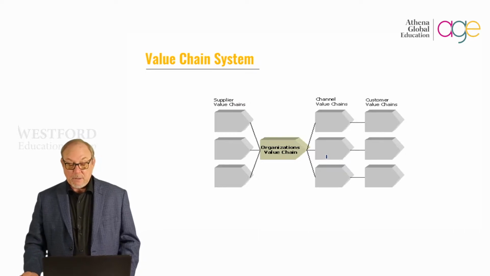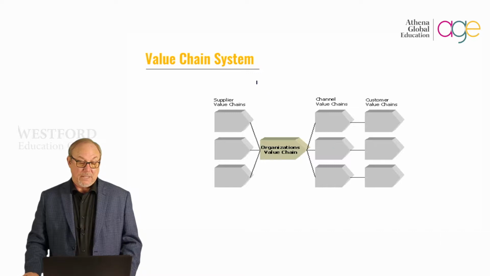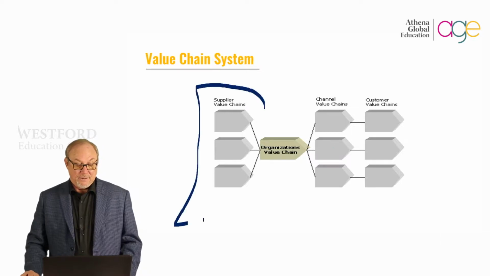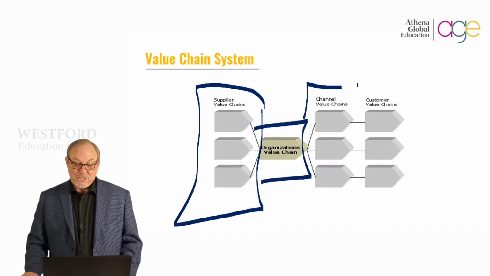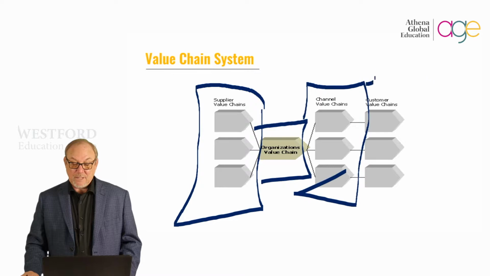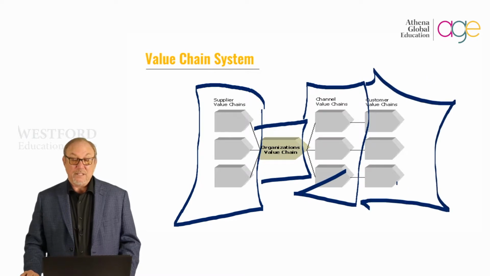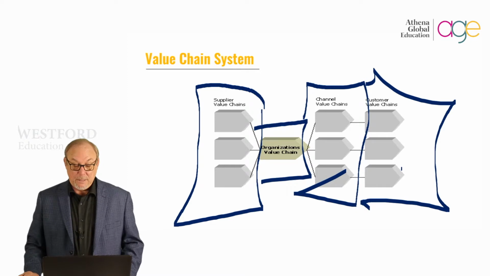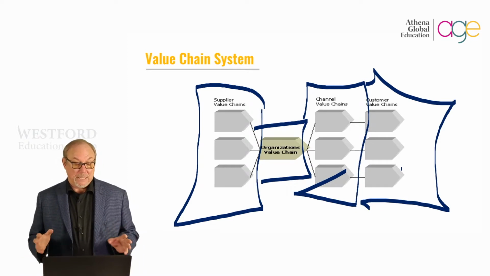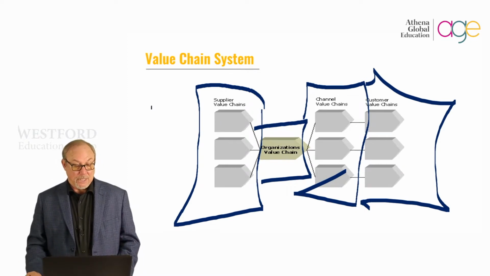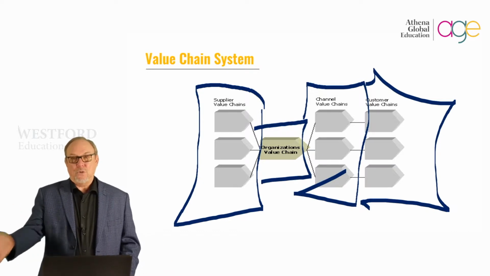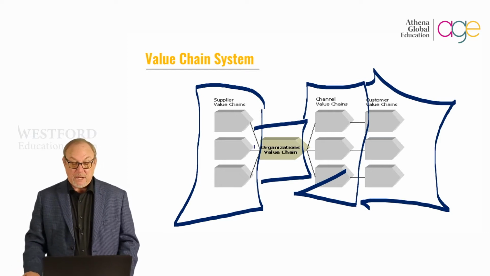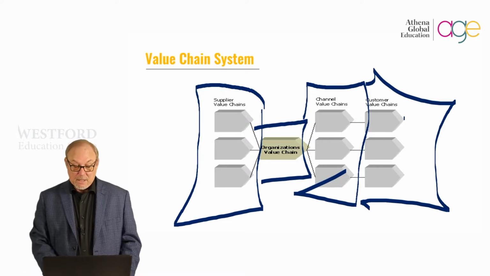Now, here is a graphical representation of the value chain system. You got stuff coming in, you do stuff to it, the channel of the value chains and the customer value chains here. This is oversimplified, very simple, but it gives you an idea of what the value chain system looks like. Obviously, supplier value chains, we're talking about supply chains. The organization's value chains, what do you do to it? And the channel to market value chains, and the customer value chains, the service afterwards.